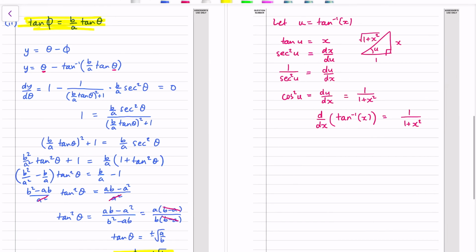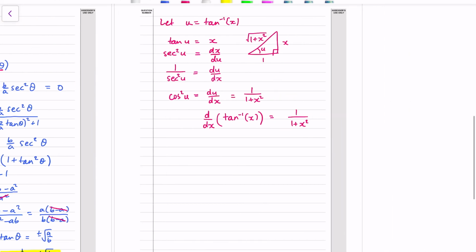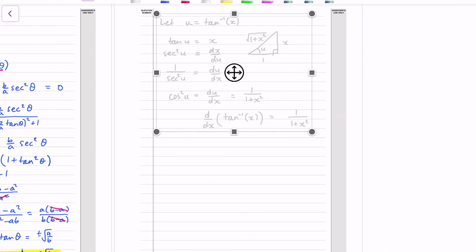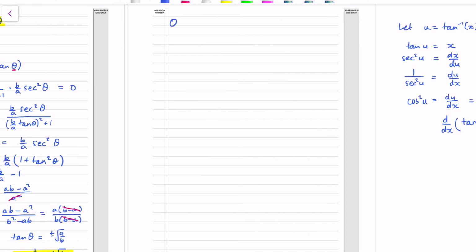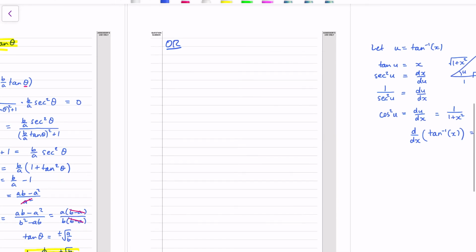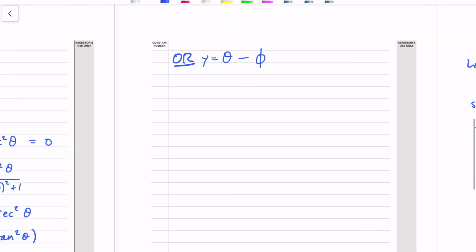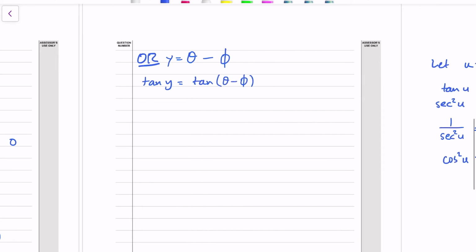So how do you do that in a different way? Let's get rid of all this. So, okay, method 2. When we had the theta minus phi expression, which was our y equals, we want to find the biggest, or where the biggest difference is. So we want to differentiate y. But if we tan both sides, and think about what the tan graph looks like.